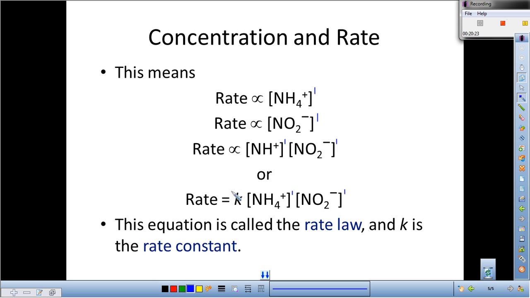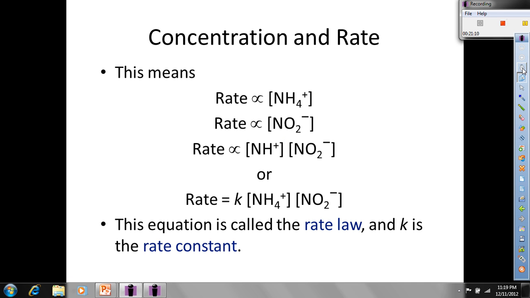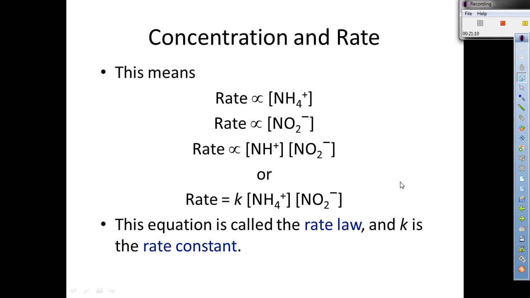From here, we can do a lot of math. If we plug in some numbers from our data table, like the rate for a trial and the concentrations in those two trials, then we can calculate k. And k is going to be constant for every trial, and in that same kind of reaction, k is going to always remain the same. And you'll see that when you do a little bit of math dealing with differential rates.